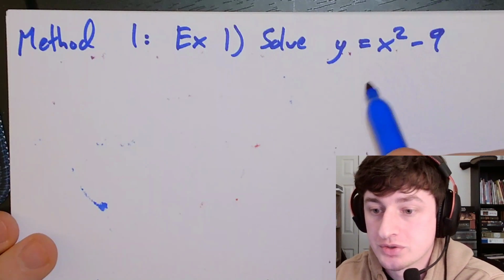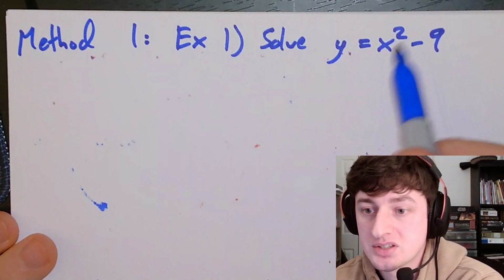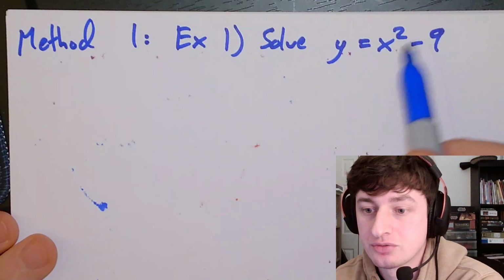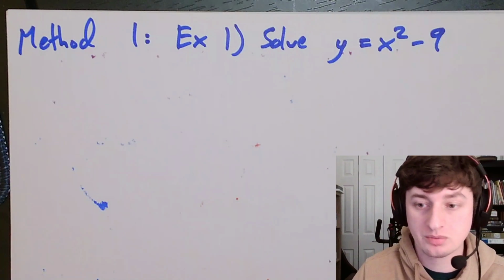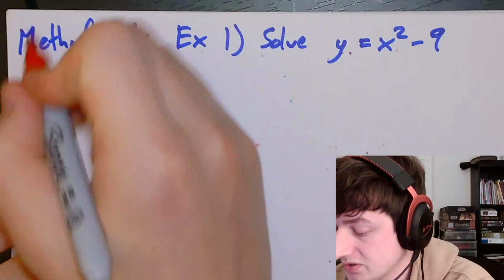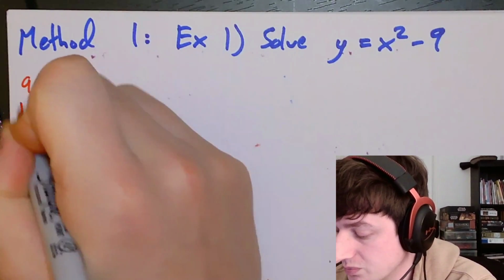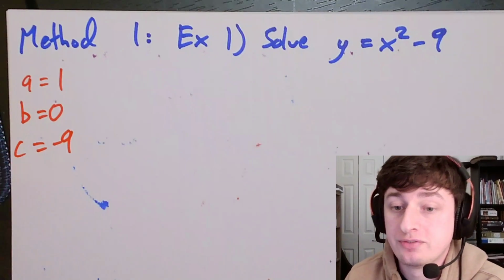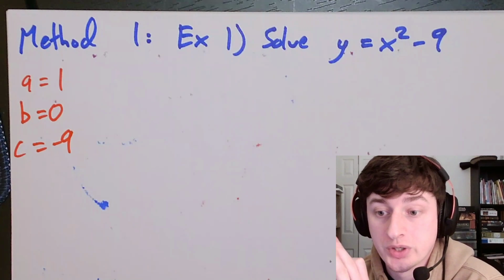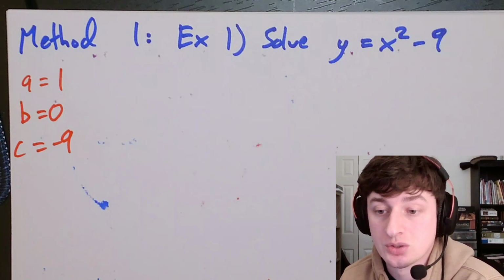So here's what we do first. This does not have a b value. This is in standard form, right? A is 1, b is 0. I'm going to write that out. A is 1, it's in standard form. It just doesn't look like it because b equals 0 and c equals negative 9. You could factor this. We're not going to because there's an easier way.